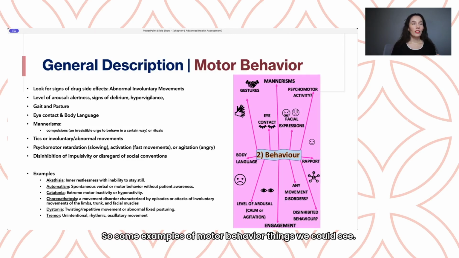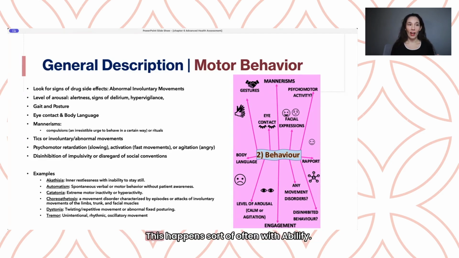So some examples of motor behavior things we could see. So something called akathisia. This is an inner restlessness and inability to sit still. This is a side effect sometimes of our medications that we use. One particular is Abilify. This happens sort of often with Abilify. There is a medication to treat it. We use propranolol, but it is something to look for.